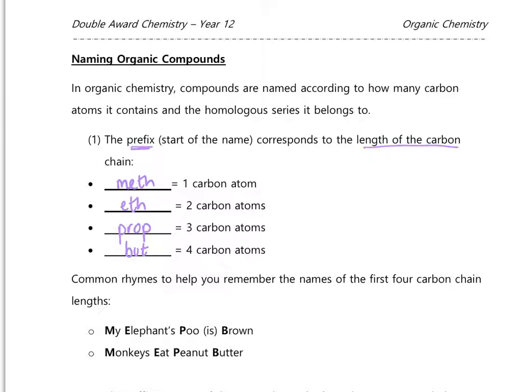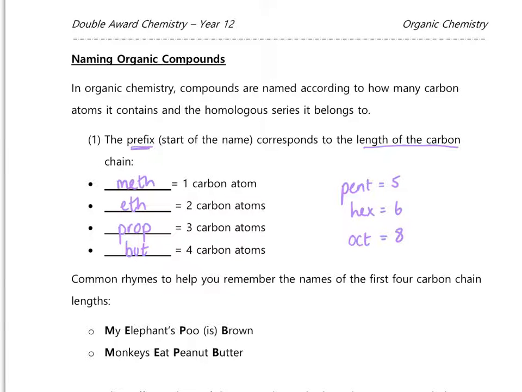After that it makes sense. You don't need to know these, but after it makes sense. So for example, pent is 5, hex is 6, and so on. The likes of oct is 8, and think of the shapes that link with those prefixes. So pentagon has 5 sides, hexagon has 6 sides, octagon has 8 sides. So after the first 4 they kind of make sense.